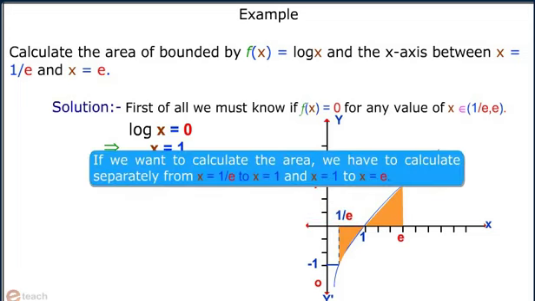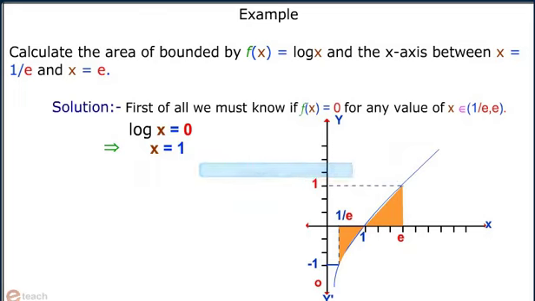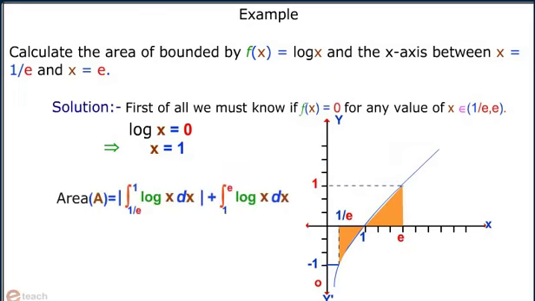If we want to calculate the area, we have to calculate it separately from x equals 1 by e to x equals 1 and then from x equals 1 to x equals e. Therefore, the area A equals mod of integration 1 by e to 1 log x dx plus integration 1 to e log x dx.